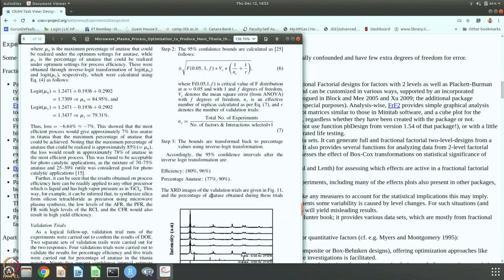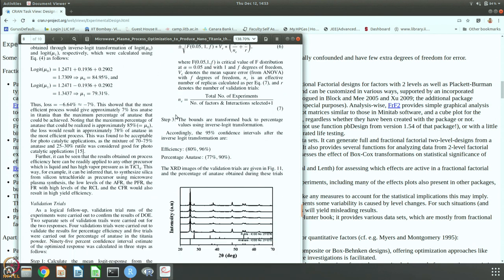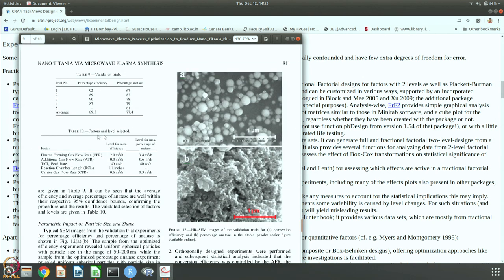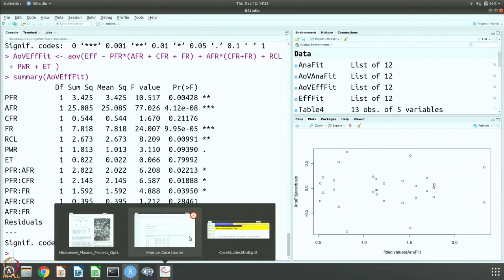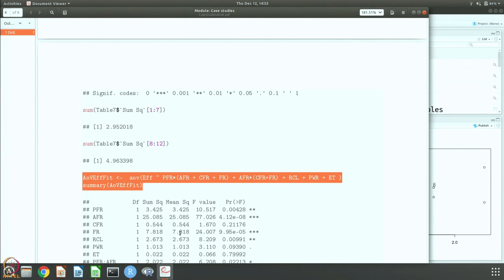And it is also a good idea to understand these significance levels and the table 9 validation trials. But I am going to leave that to you to explore on your own, because all the data will be available and the presentation of design of experiments is available and this script will be available to you. So it should not be very difficult for you to reproduce them on your own.